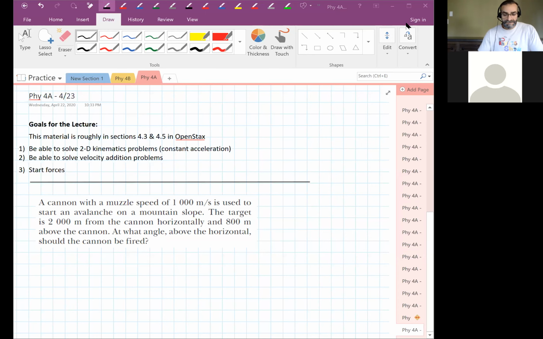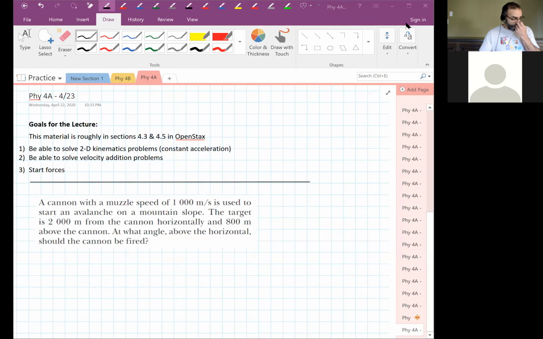Okay, good morning. We're going to get started with a couple of problems that'll be reviewed for the exam tomorrow, and then we'll move into some new material. So we'll do one projectile motion and one velocity addition problem, then move into some new material. The new material will not be on the exam Friday, but we'll get started on it anyway.